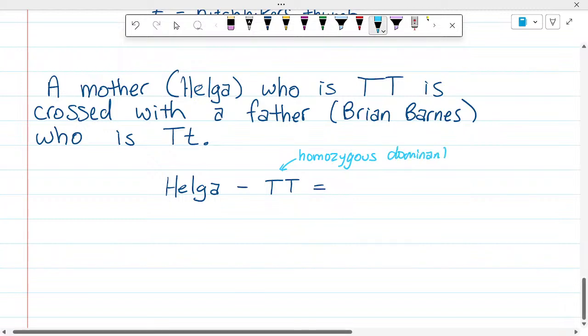Okay, and what is her phenotype? In other words, what's her thumb look like? Straight thumb. Yeah.